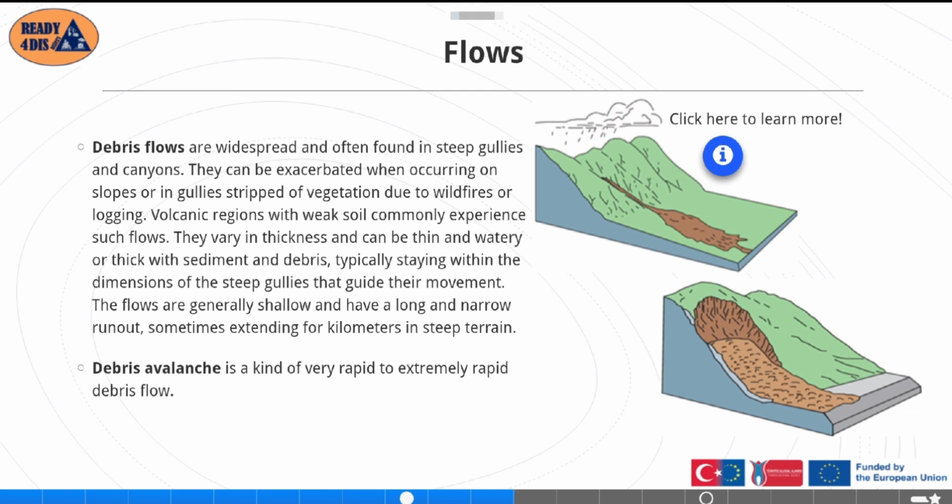Their thickness varies. They may be thin and watery or thick with sediment and debris, and they usually remain confined within the steep gullies that control their movement. These flows are generally shallow but have long, narrow runouts that can extend for kilometers in steep terrain. A debris avalanche is the very rapid to extremely rapid form of a debris flow.